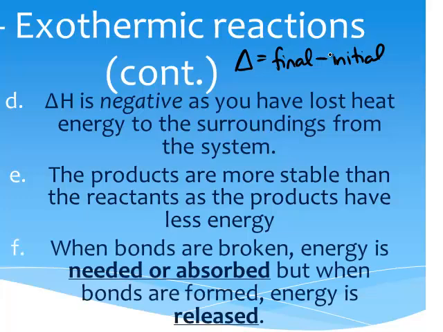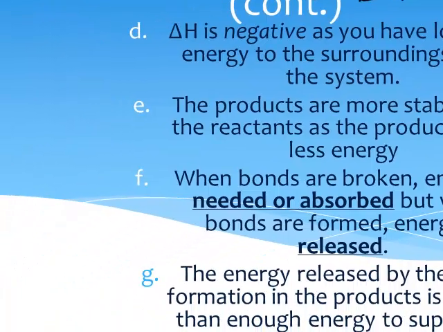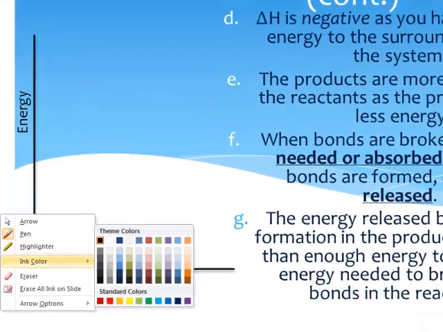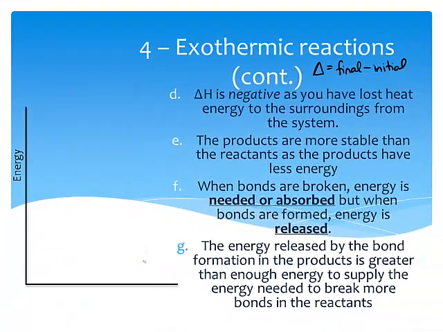And when bonds are broken, we have to remember that energy is needed or absorbed. And when those bonds are formed, then energy is released. So how does this get drawn out on an energy transformation diagram? For those of you that take Chemistry 12, you'll look at this diagram over and over again, and having some basic familiarity with it before going into Chemistry 12 will put you at a huge advantage.